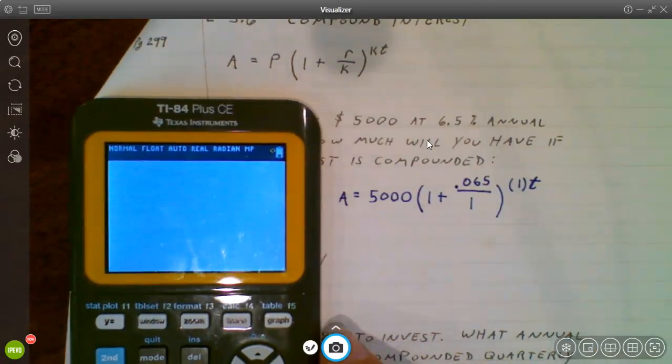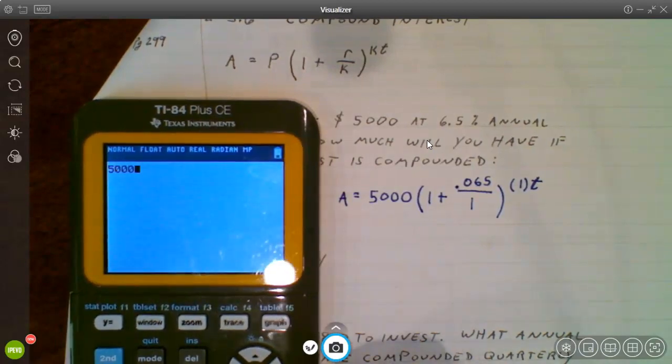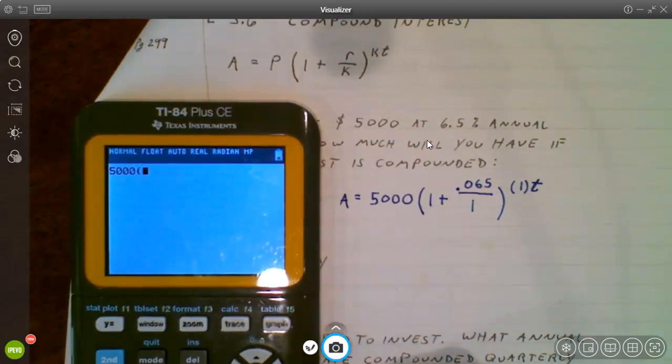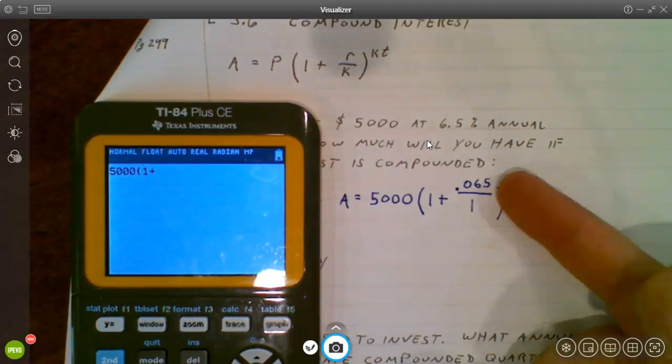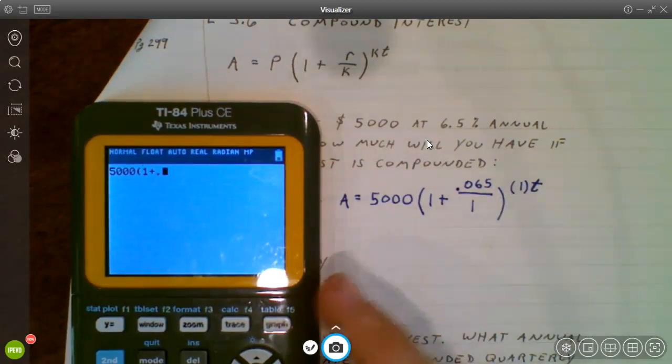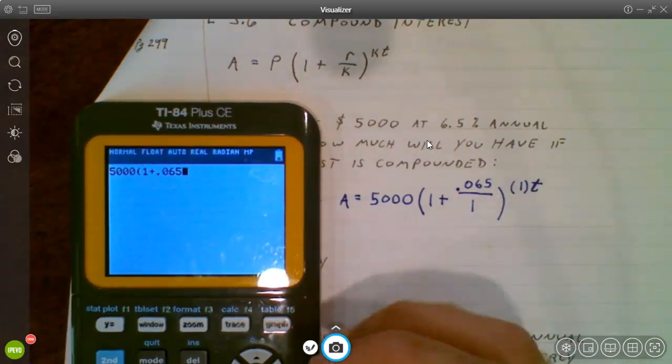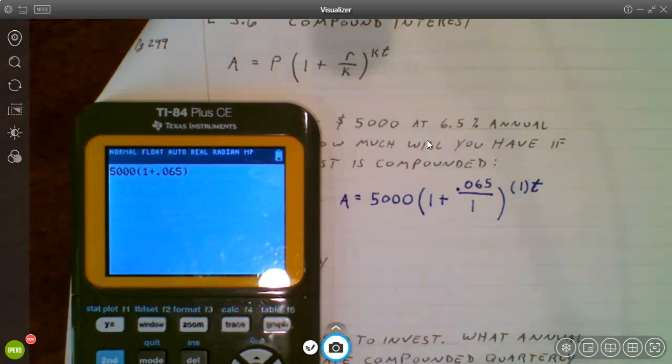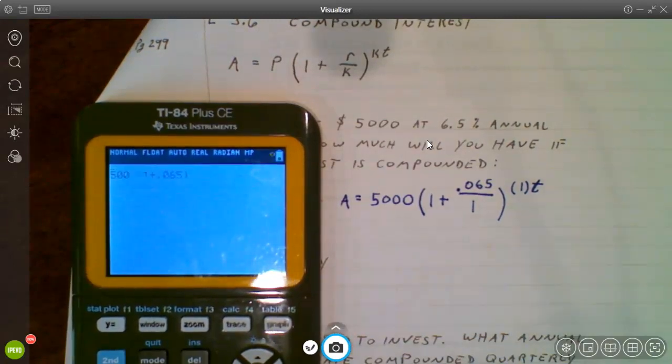So if I said 5,000 as my principal times 1 plus my rate divided by 1, so 0.065. Don't have to divide that by 1. Nothing's going to change there. And then I'm going to raise it to, so if I want to know how much money I'll have in 5 years, put in a 5. Here's the amount that would now be in my account.